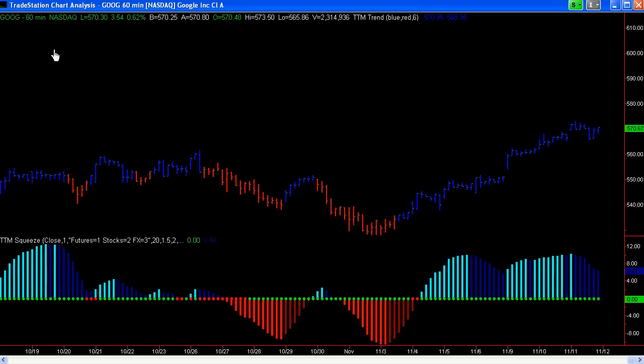So this is Google on a 60-minute chart. I'm going to take a look at some currencies. First, I wanted to take a look at Google. Just kind of keep an eye as we set up here. Here was the last 60-minute squeeze on the long side.